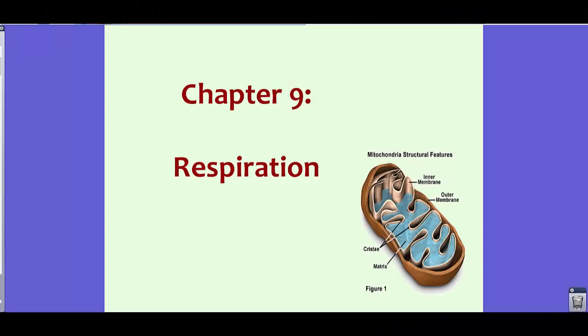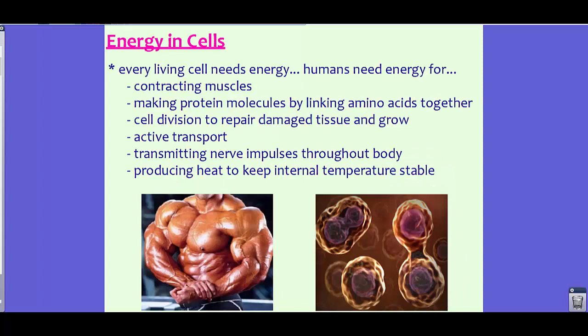Today we're going to start chapter 9 and we're going to talk about cellular respiration. Now cellular respiration typically occurs in the mitochondria, so think back to when we talked about the cell parts and what exactly the mitochondria does. So let's take this in perspective.